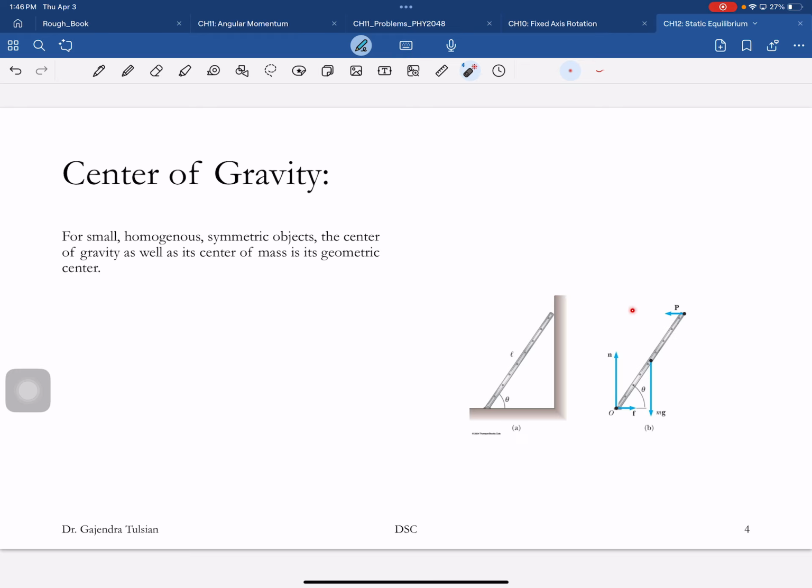So for this ladder to be in equilibrium, we will require that the sum of all the forces be 0 and the sum of the torques of all these forces be 0. That's why we've drawn all the forces acting on it and the point of application, and then you can calculate the torque about any point. You'll learn that in a second.